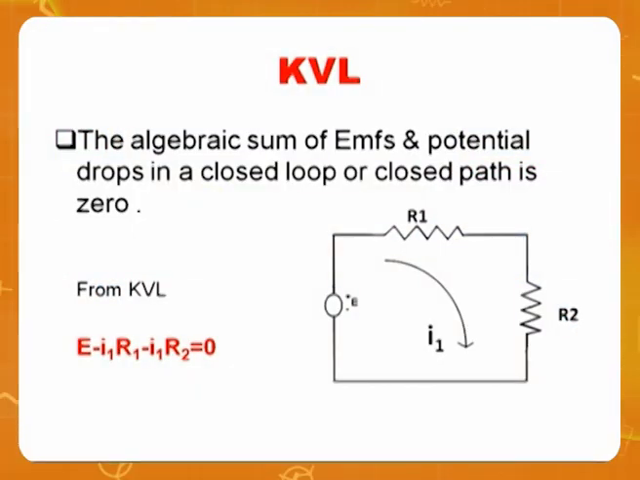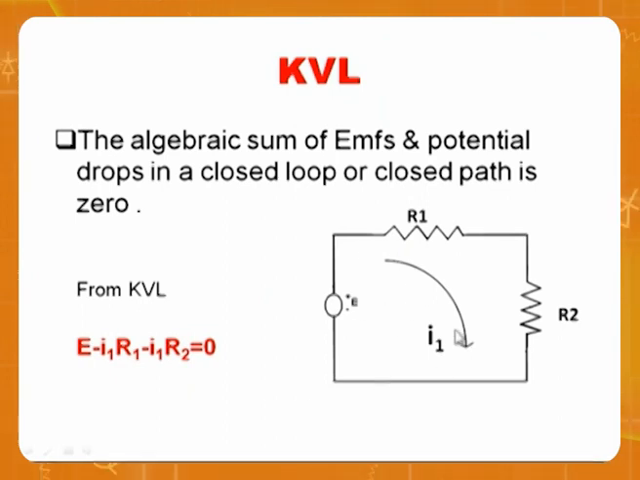Now let's go into an example to illustrate what KVL is. The algebraic sum of EMF and potential drops in a closed loop or a closed path is 0. Whenever you hear the word algebraic, it means polarity. When polarity is included, then only this is valid. So we need to know how the polarity is included. To illustrate that, I have taken a small example.